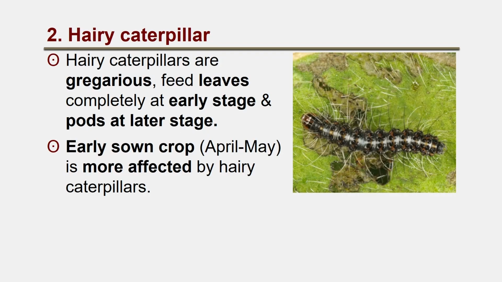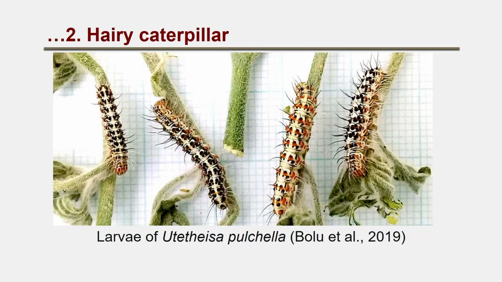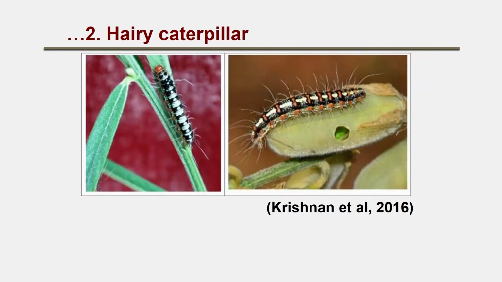Hairy caterpillar is the number 2 insect. Hairy caterpillars are gregarious, means at the early or initial stage they feed on the plant in groups. Therefore, gregarious. They feed on leaves completely at the early stage and on pods at a later stage. Early sown crop, April to May, is more affected by hairy caterpillar. You can see pictures of this hairy caterpillar. You can easily identify them, and more pictures you can see.